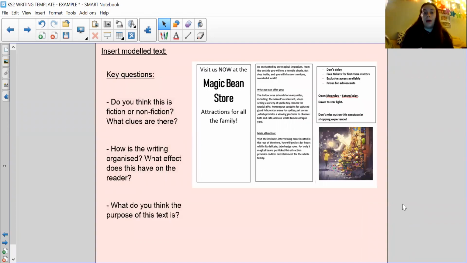Okay, so our key questions, and I'd like you to have a think about these, as obviously we can't discuss them in person. Do you think this is a fiction or non-fiction text? And what clues are there? How is the writing organised? What effect does this have on the reader? What do you think the purpose of this text is?